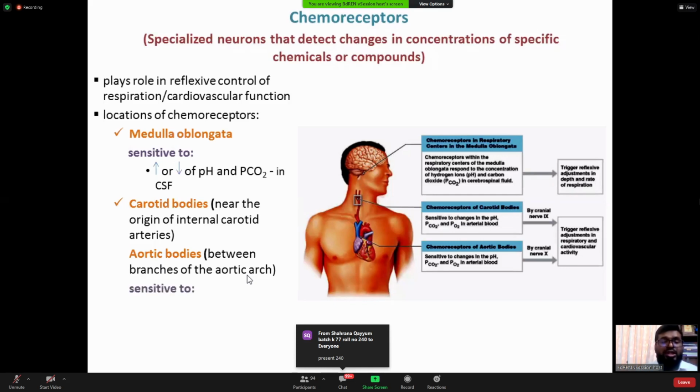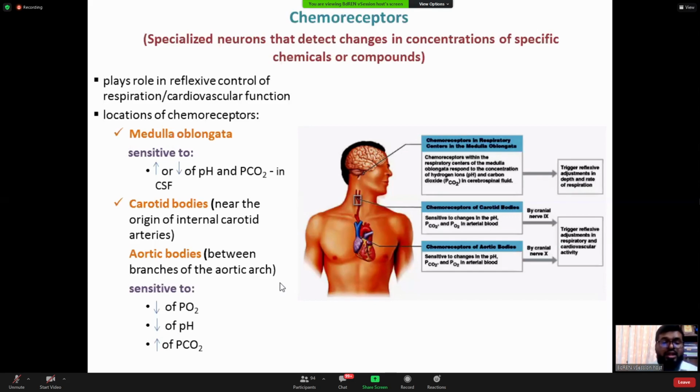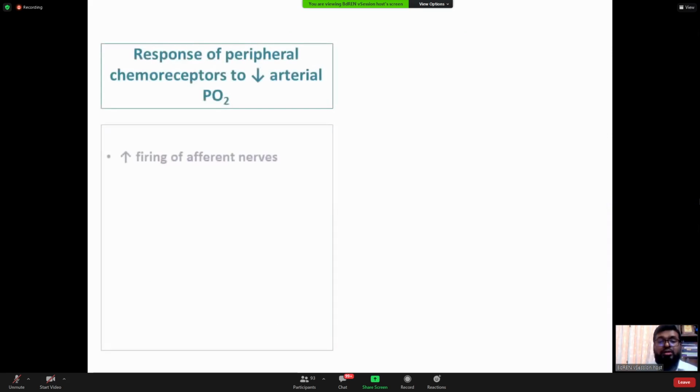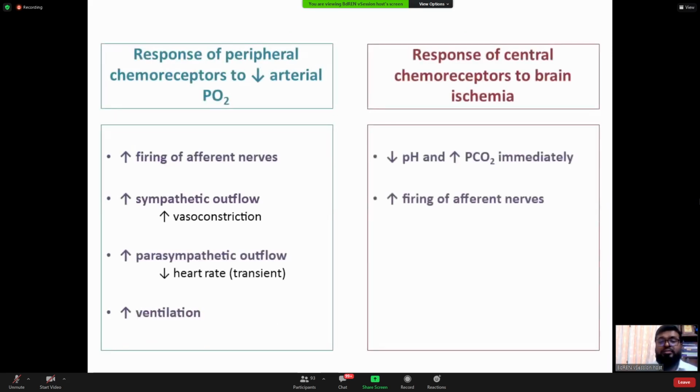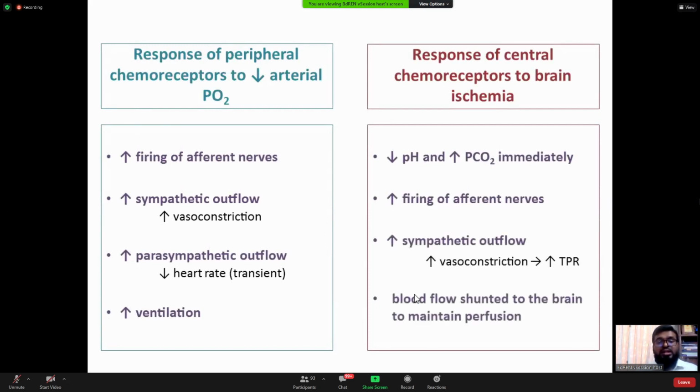I'm not going to detail it anymore. What I've told you: reduction of partial pressure of oxygen, pH reduction, and if the carbon dioxide increases, they actually are stimulated. So now you can understand what the carotid body is, what the carotid sinuses are, and what their functions are. How do they act? This is how they act. Chemoreceptors, how do they act? This is a flow chart.